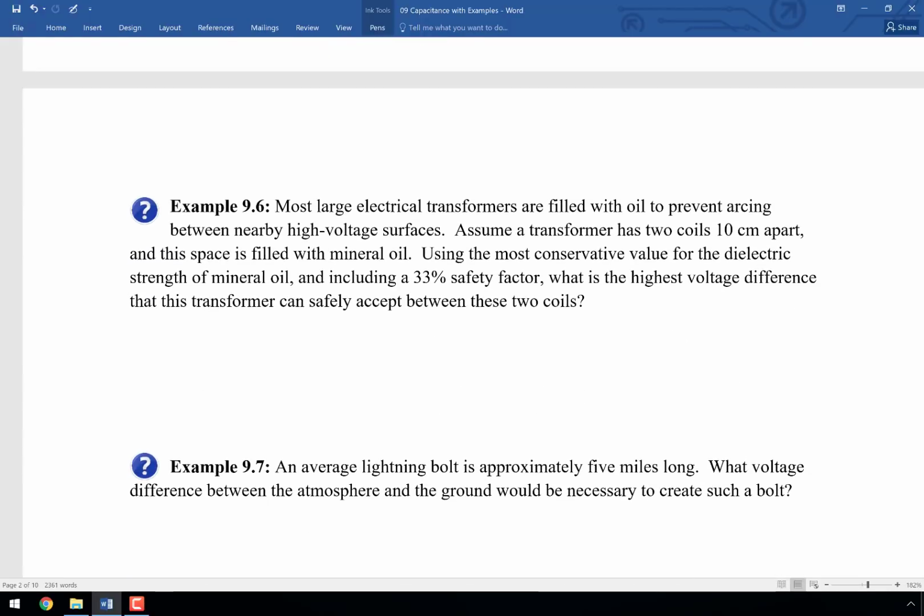Here's another example. Most large electrical transformers, the sort that you see behind a chain link fence, typically a big green box, are usually filled with oil because oil prevents arcing better than air does. And so we want to prevent arcing between nearby high voltage surfaces. Assume a transformer has 2 coils that are 10 centimeters, about 4 inches apart, and this space is filled with mineral oil. Using the most conservative value for the dielectric strength of mineral oil and including a 33% safety factor, what is the highest voltage difference that this transformer can safely accept?